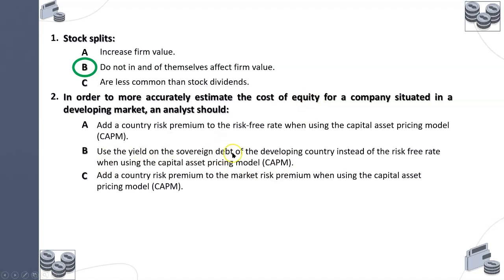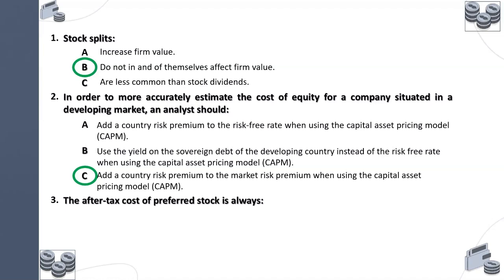Use the yield on sovereign debt of that developing country as a risk-free rate of return. This is not right, because we normally fix the risk-free rate of return and use it in the capital asset pricing model, then add to the market risk. Add the country risk premium to the market risk premium. That is the right answer, and we adjust so that the beta will be multiplied by the risk premium. Please go back to the capital asset pricing model video on this channel, and I will provide the link in the description box.